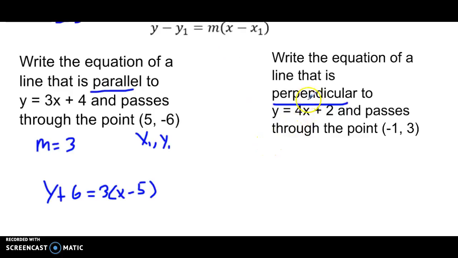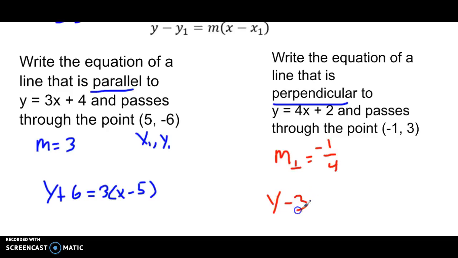So here, being a perpendicular line, we're not going to be using this slope of 4, but we're going to need a different slope. Our perpendicular slope is not going to be 4, but 4 flipped, or 1/4, also with a different sign. So where it was positive before, it's going to become negative now. And since we know it's passing through the point negative 1, 3, it's just the same process as before once we identify the slope.